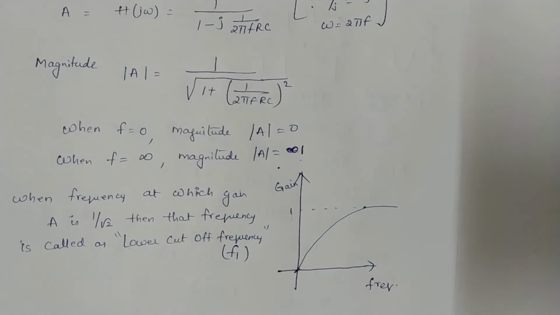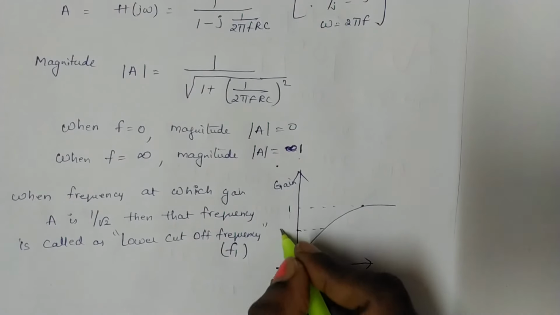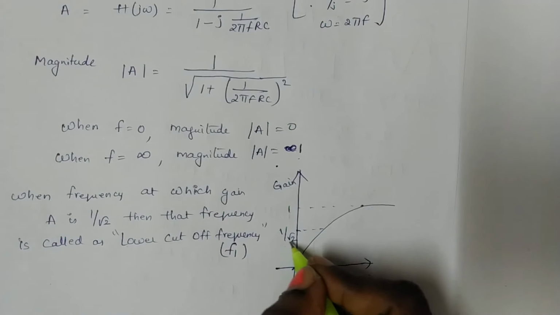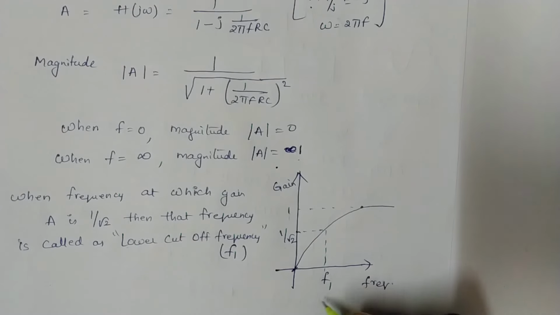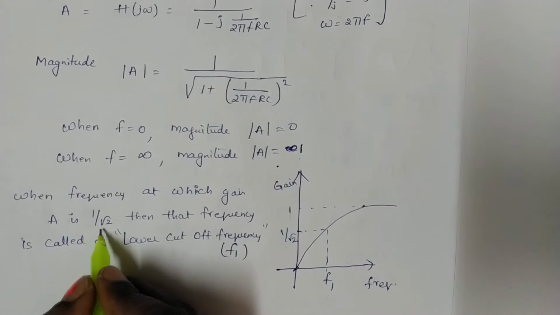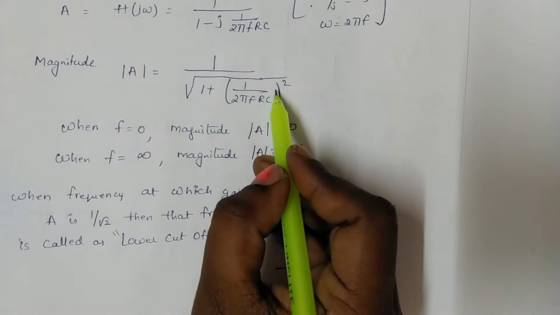You understand what the lower cutoff frequency is and how we have to find it? When the magnitude or the gain is 1 by root 2, at that particular gain the frequency is known as the lower cutoff frequency. Suppose this is the point where it is 1 by root 2. At that particular frequency it is called F1. Now we have to find this F1. We know the magnitude gain, so we substitute it in this magnitude formula.